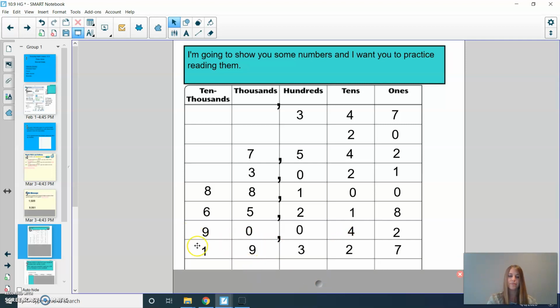Last one. If you said 19,327, you are correct. Again, 19,327.